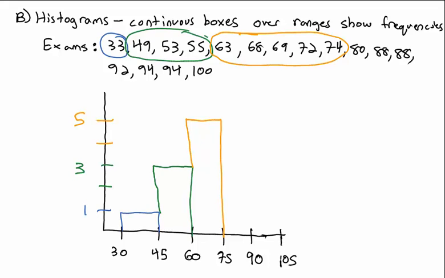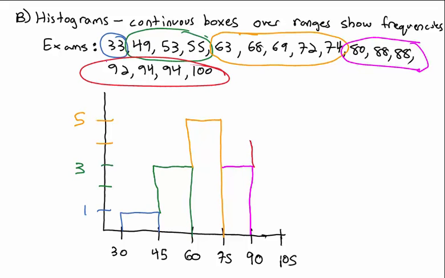From 75 to 90, 1, 2, 3, nope, just 3, I'm sorry. 1, 2, 3, going to 90. And then finally the 90 to 105, there are 4 values in there. And so we end up with this histogram that shows, on the y-axis, the frequency of the various range of scores. So that's a histogram, split up into frequencies within a certain range of values.